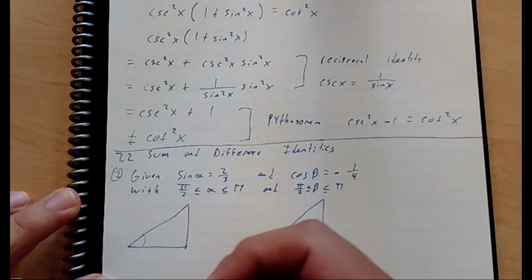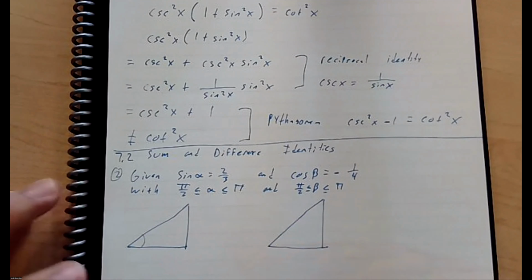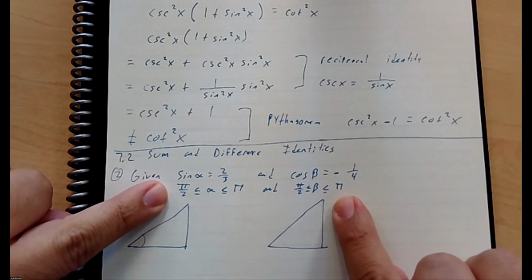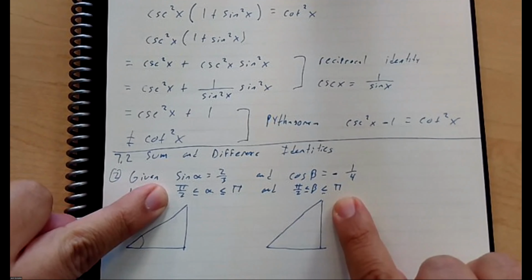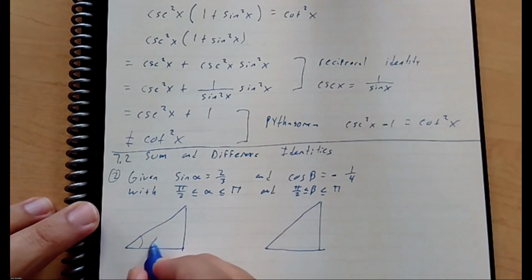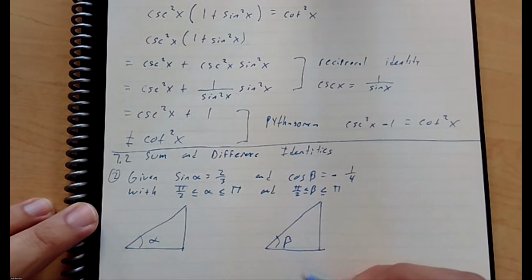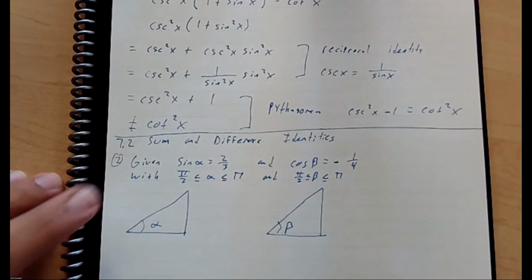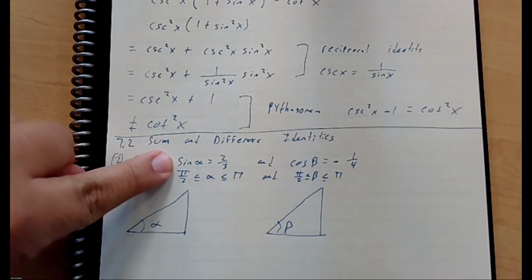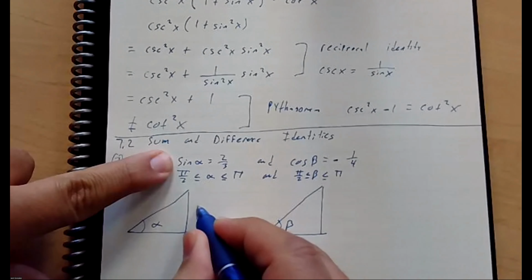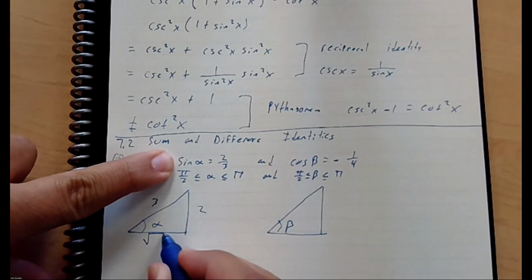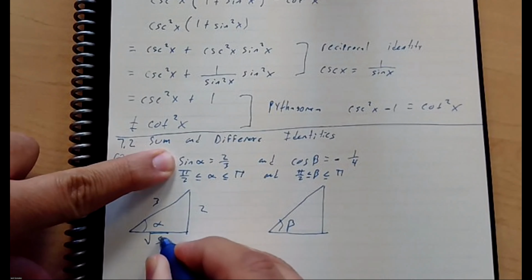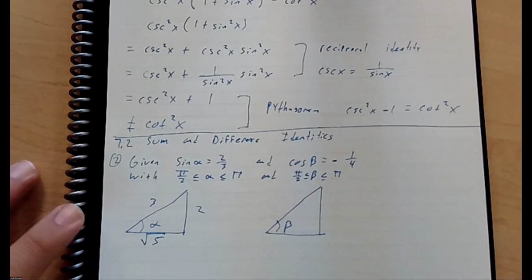So that means that if both are in quadrant 2, sine will be positive and cosine will be negative. Okay, so let's call this alpha and this guy beta. Two different triangles. Using this guy, opposite over hypotenuse. I'm going to skip the step for Pythagorean. This is square root of 5.